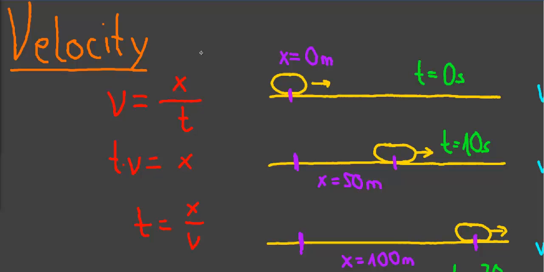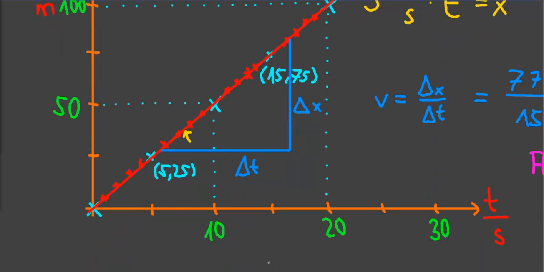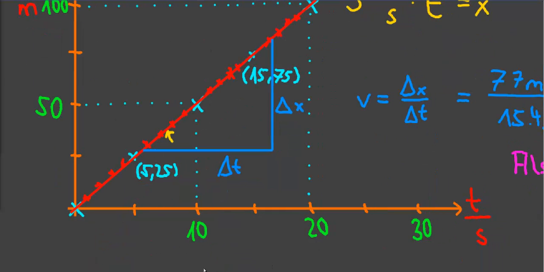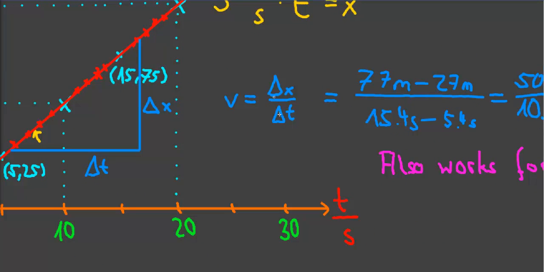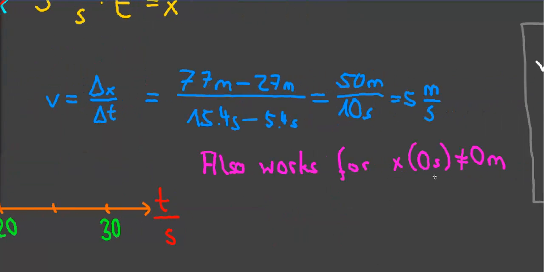And we have learned another definition, which was velocity is the slope of this line, which is delta x divided by delta t. And that also worked for initial conditions which weren't 0 seconds and 0 meters. So that was quite fine. And why am I talking about this?